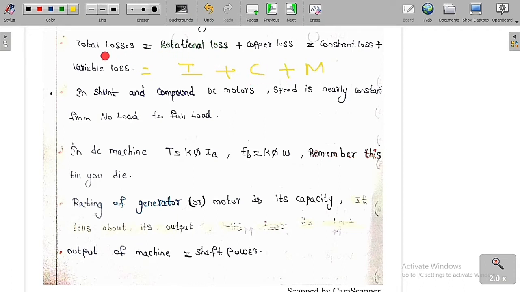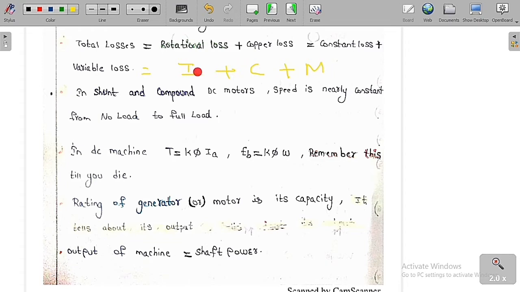So we can say that the total loss is the combination of the iron loss plus copper loss plus mechanical loss. Iron loss is also called core loss, copper loss is also called ohmic loss, and mechanical loss is also called the friction and windage loss.